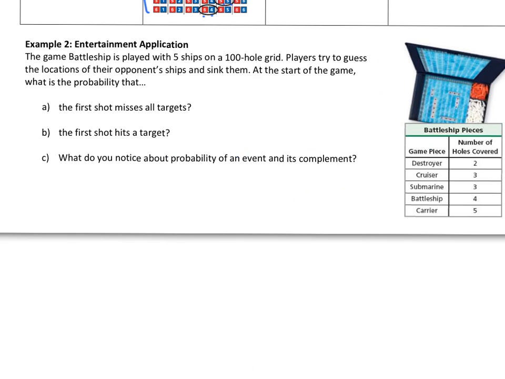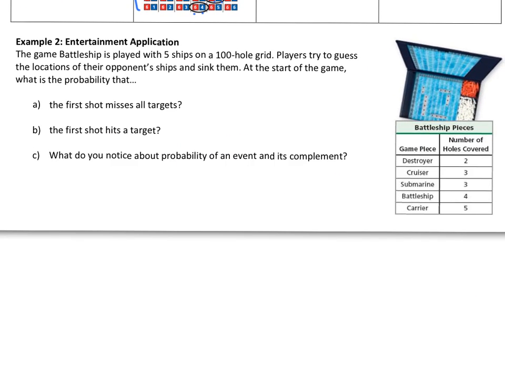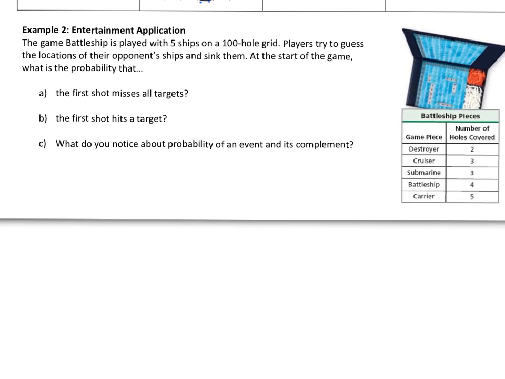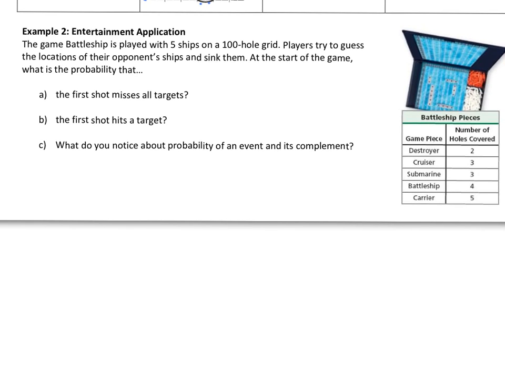I don't know if you've ever played Battleship before, but this is what the board looks like right over here. And we're going to figure out the probability that the first shot misses all the targets. If you miss all the targets in Battleship, it means that you didn't land on one of those gray ships. It means you landed somewhere in the water. So if we look at the problem, it says there are 100 holes on the grid.